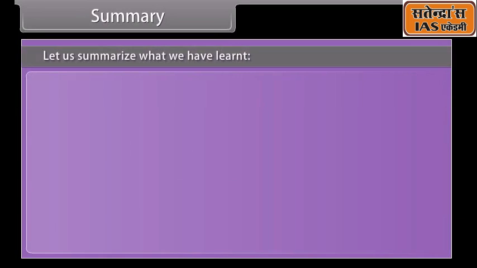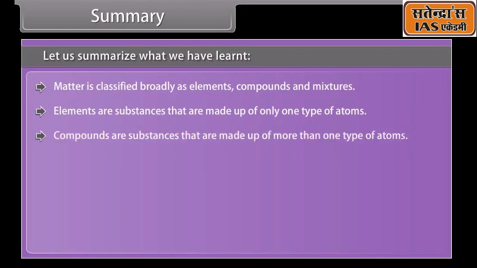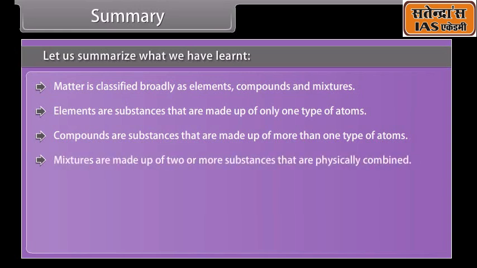Summary. Let us summarize what we have learned. Matter is classified broadly as elements, compounds, and mixtures. Elements are substances that are made up of only one type of atoms. Compounds are substances that are made up of more than one type of atoms. Mixtures are made up of two or more substances that are physically combined.